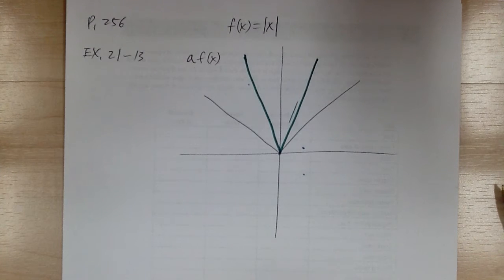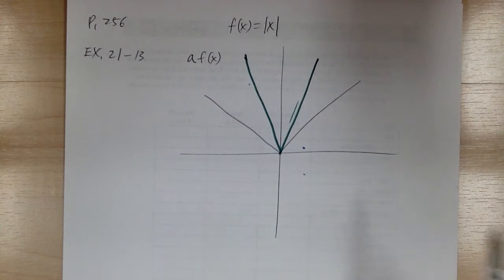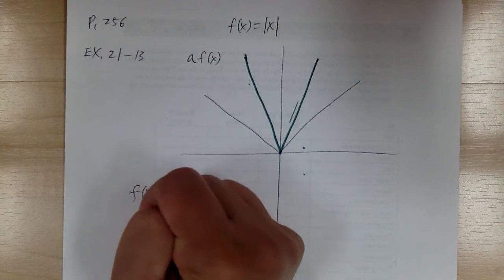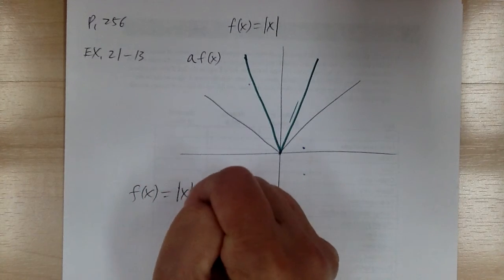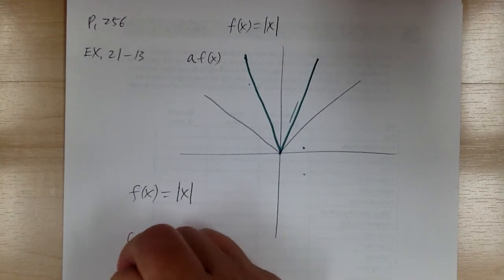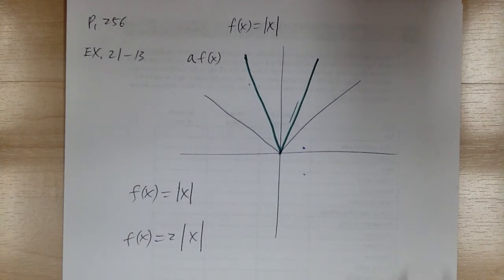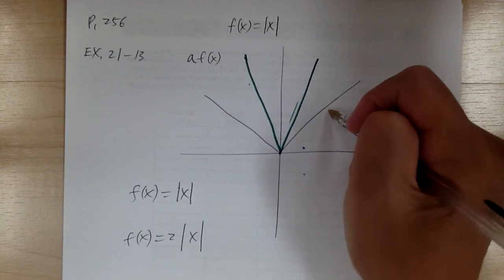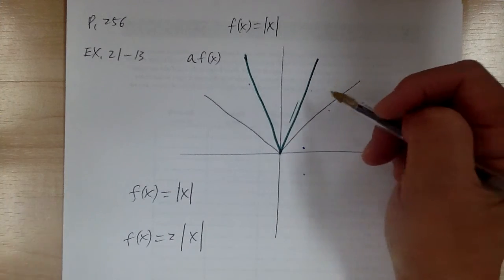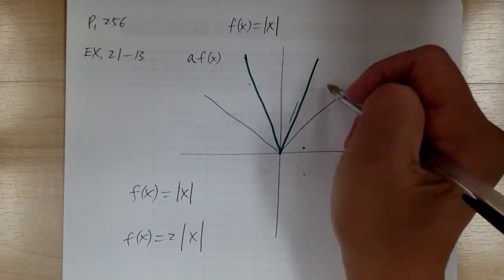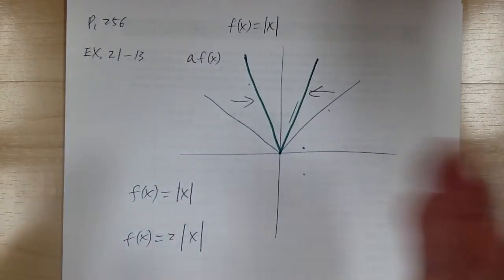And example 21-14 gives you a equal to 2. So you have f of x equal to the absolute value of x versus f of x equal to 2 times that. Again, instead of slope equal to 1, you have a slope equal to 2. And that's it. The graph looks like this, and will be more compressed.